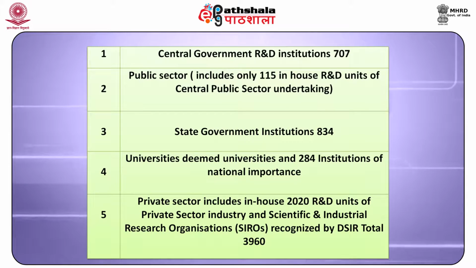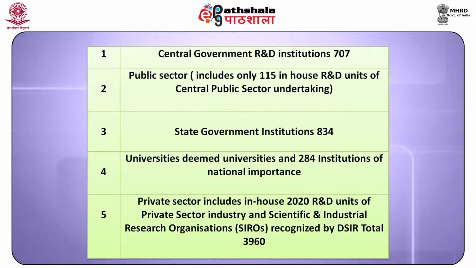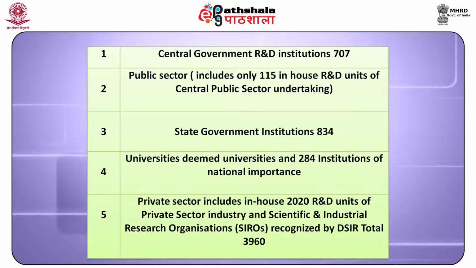As per the Directory of R&D Institutions August 2006 published by the Ministry of Science and Technology, there are around 3,960 R&D institutions classified as follows: Central Government R&D Institutions 707, Public Sector includes only 150 in-house R&D units of Central Public Sector undertakings, State Government Institutions 834, Universities, deemed universities and institutions of national importance 284, Private sector includes in-house 2020 R&D units of private sector industry and scientific and industrial research organizations SIROs recognized by DSIR, total 3,960.